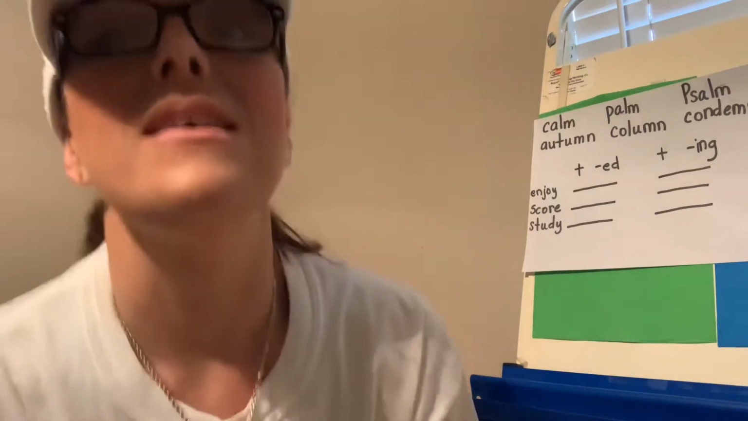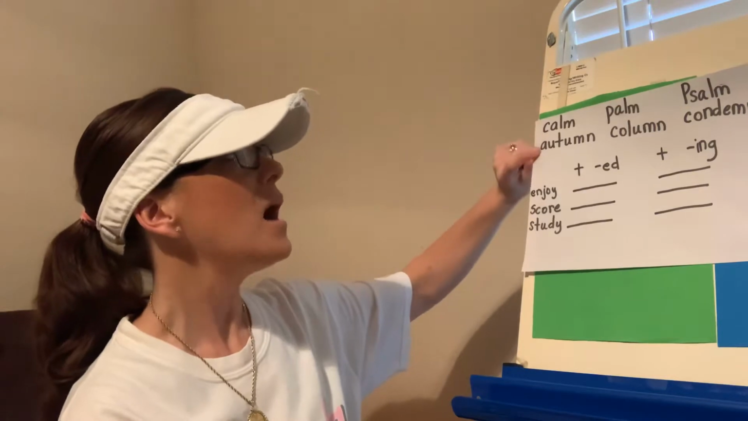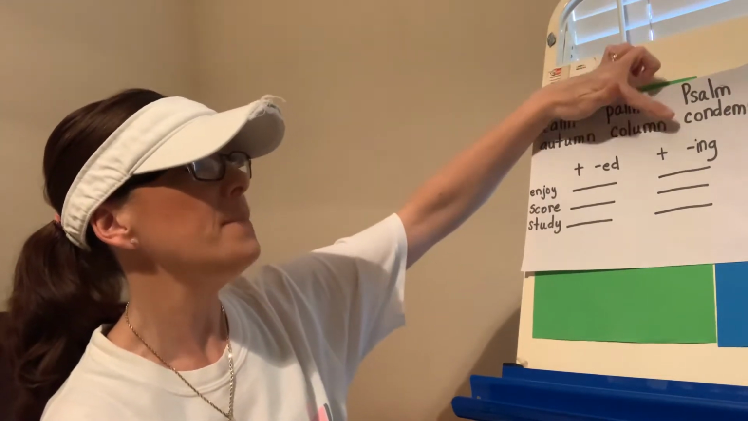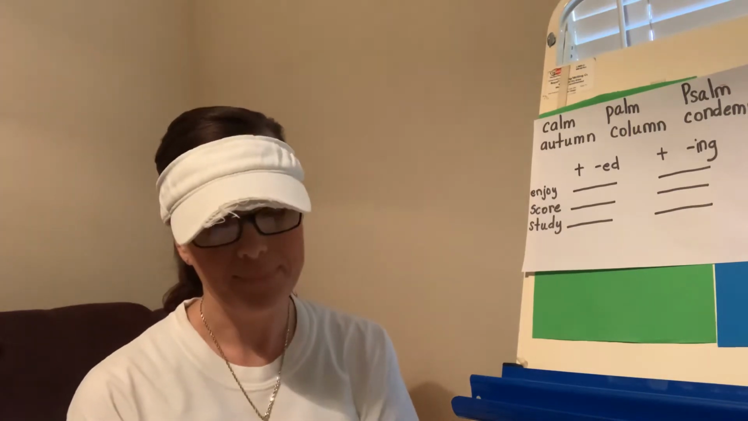Let's begin. Let's read the words on the easel. Calm, autumn, palm, column, psalm, condemn. You should have heard something that sounded the same about these 6 words. Read them again silently.